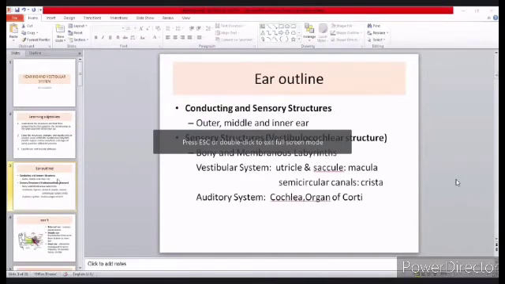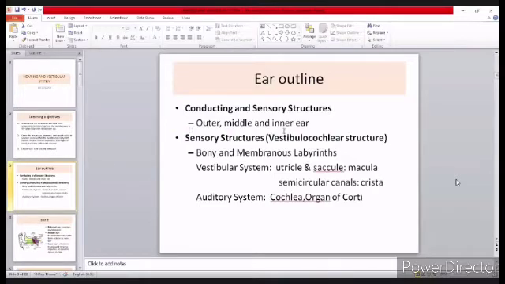So we say the outer, the middle, and the inner ear. Today we are focusing mostly, or we did the anatomy of all these. We are focusing mostly on the inner ear. So what are these? Our sensory structures, or the vestibular cochlear structures? We have the bony and the membranous labyrinth.